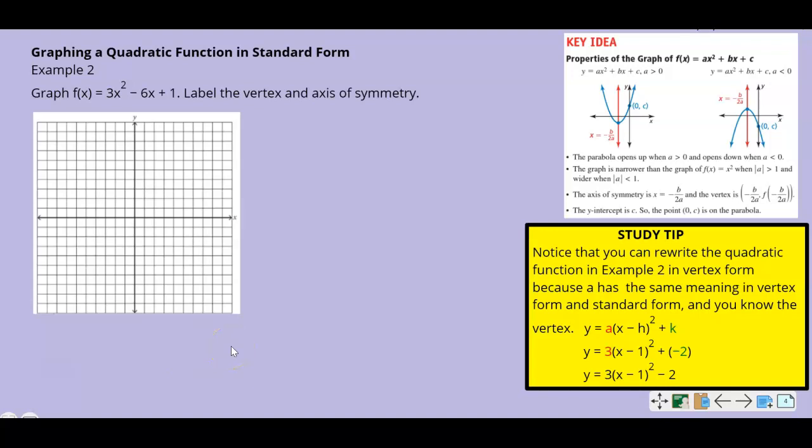Example 2 is graphing a quadratic function in standard form. Graph f of x equals 3x squared minus 6x plus 1. Label your vertex and your axis of symmetry.